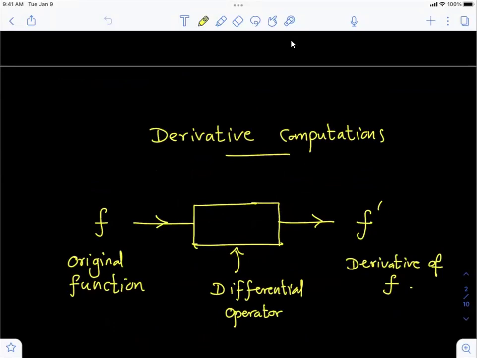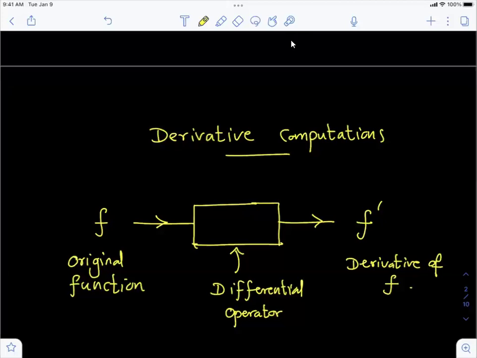The derivative computation is simply nothing other than a machine, right? In mathematics, when we consider machines, we call them operators. So there's an original function, you send that through a black box, and then you come up with a different function, and we call that the derivative. And there is a special recipe hidden in this box to prepare f prime, or the derivative. And that recipe, we already know it is not a mystery, it is the limit definition.